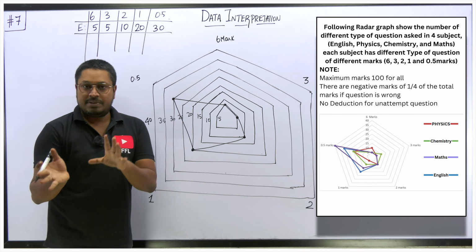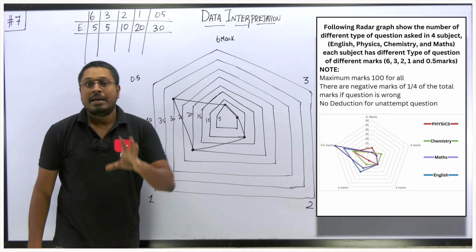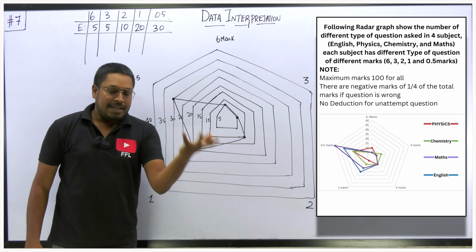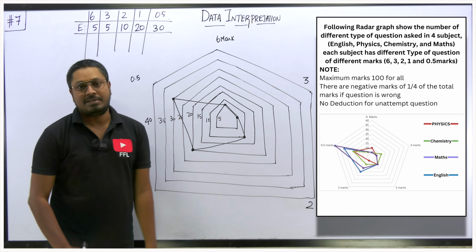So convert all the values into a table. It definitely takes 5 minutes, sure, right? Even 5 to 10 minutes. But once you convert it into a table, going through the complete chart and finding all the answers will be very easy. You won't make any mistakes, right?